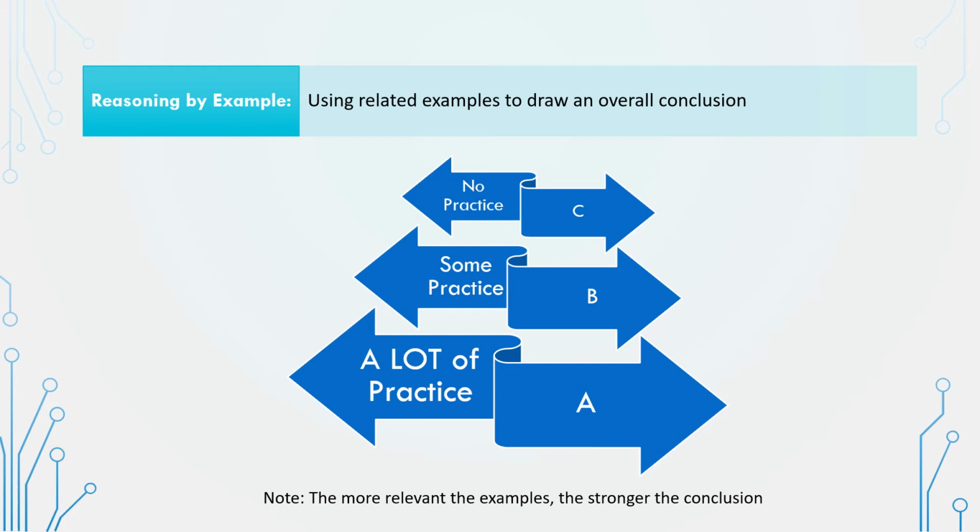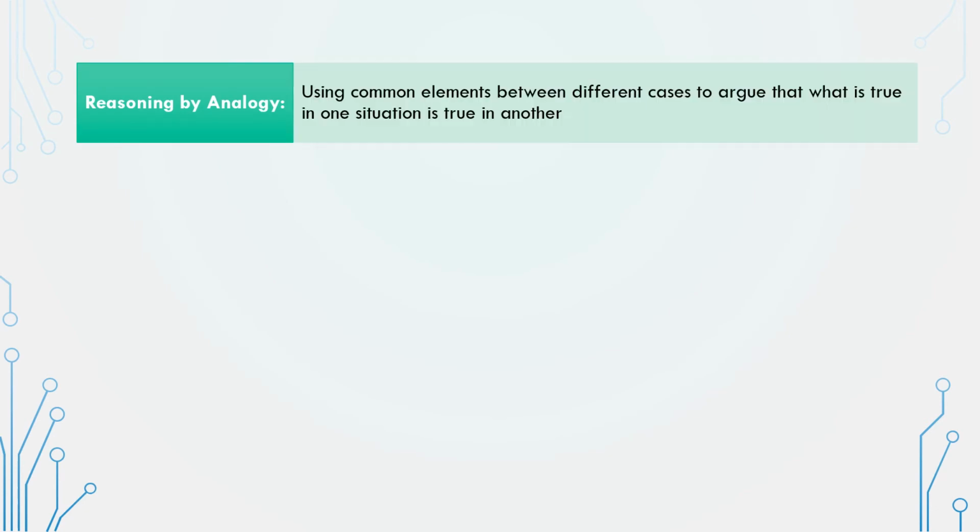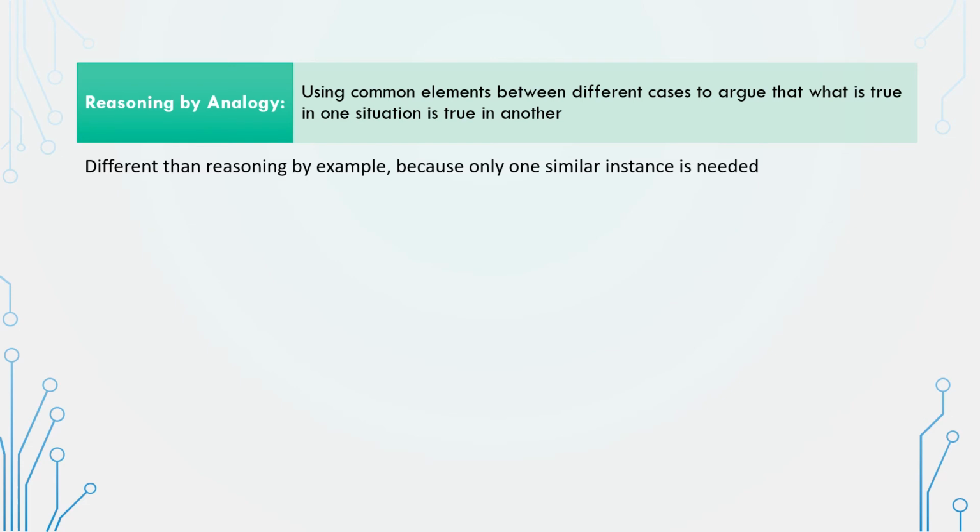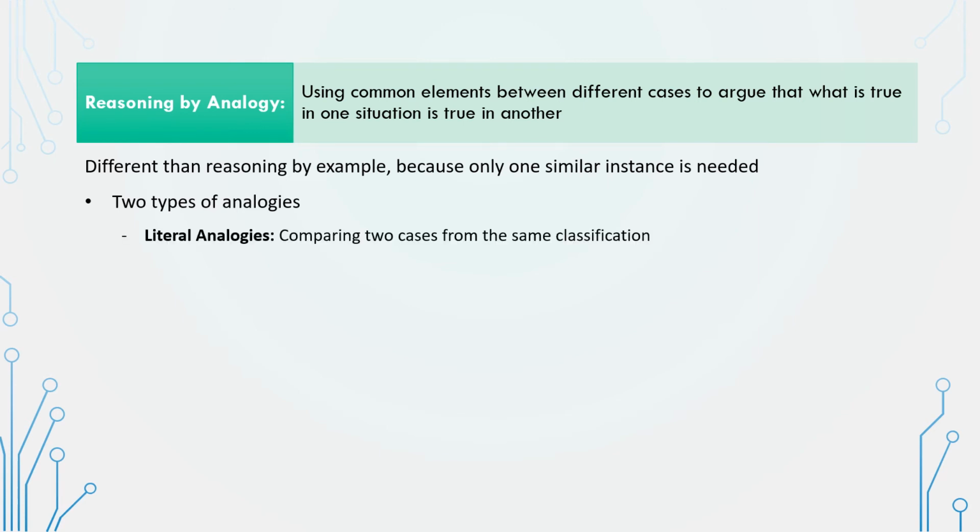The fourth and final form of reasoning we'll discuss is reasoning by analogy. Reasoning by analogy uses common elements between different cases to argue that what is true in one situation will also be true in another. This is different than reasoning by example because only one similar instance is needed. When reasoning by analogy, there are 2 different types of analogies that you can use. The first is a literal analogy, which compares 2 cases from the same classification. The second is a figurative analogy, which compares cases from different classifications.